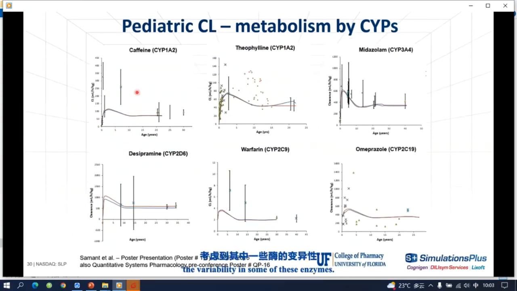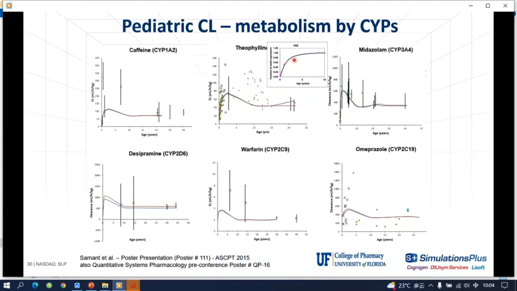And considering the variability in some of these enzymes, you can see, especially for 1A2, a lot of variability. More data was available for theophylline. Prediction is actually pretty good. We seem to have a little bit of under prediction of clearance between 5 and 10 years, which might be related to the fact that there actually wasn't much data available for that age range. So it is an approximated or interpolated profile, but we don't really have much information about how that ontogeny is changing there. It still does give a very, very reasonable prediction.